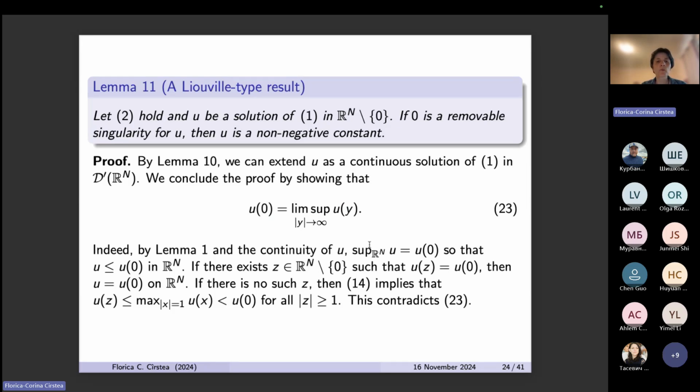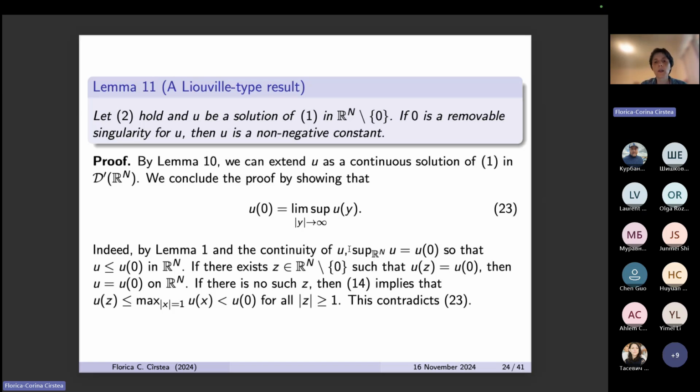Let's see why. We know already that, for fixed delta, if you look at the maximum of u on the sphere of radius delta, that maximum is going to dominate all the values of u when you take modulus of x greater than delta.